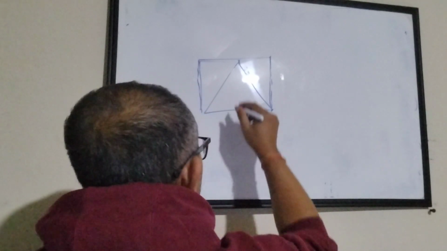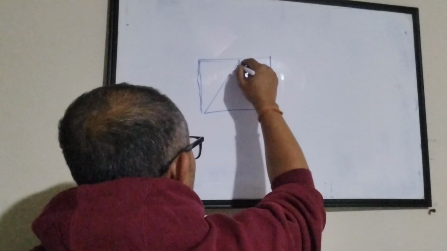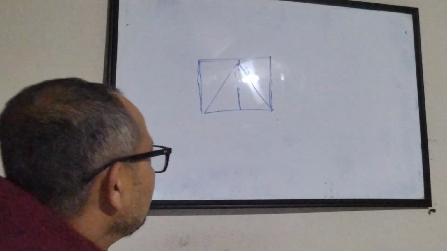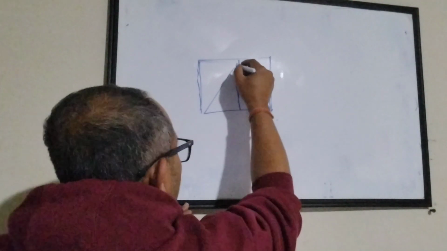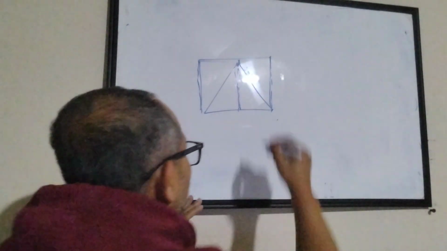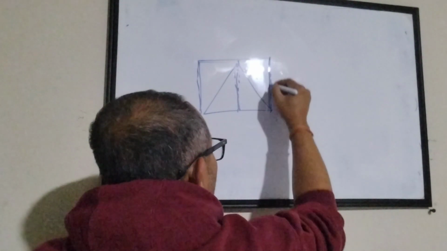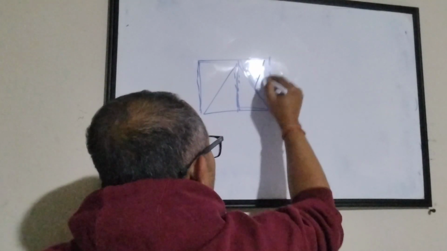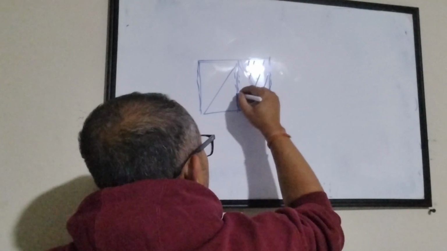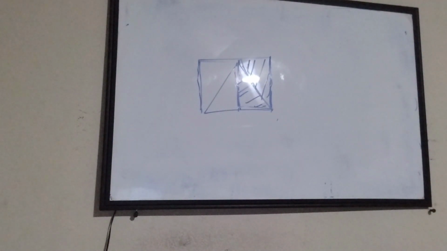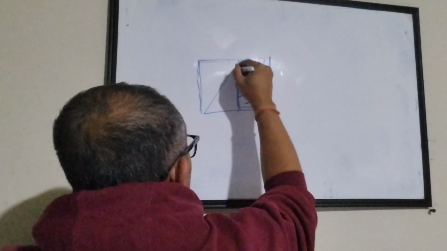Now, what you can do is from here draw another perpendicular line. So, what happens is this becomes your right angle triangle, this is your other right angle triangle. Look at the blue piece. And then look at the green piece.